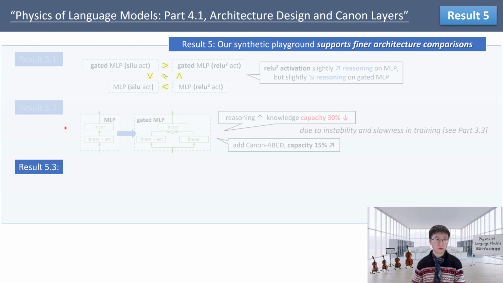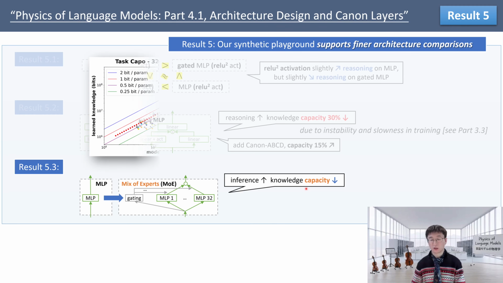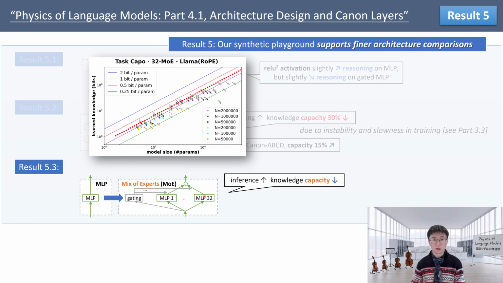That was result 5.2. And in result 5.3, we studied MoEs, mixture of experts. Mixture of experts is widely known to improve the model's speed on inference, because during inference time, it only needs to route through one of the experts. For instance, if you have 32 experts, you only need to go through the path of a single expert. But at the same time, people also understand that this decreases the model's knowledge capacity. For instance, if you have 32 experts, then at the end of the day, how many bits of knowledge you can store per parameter drops by a factor of about 2.